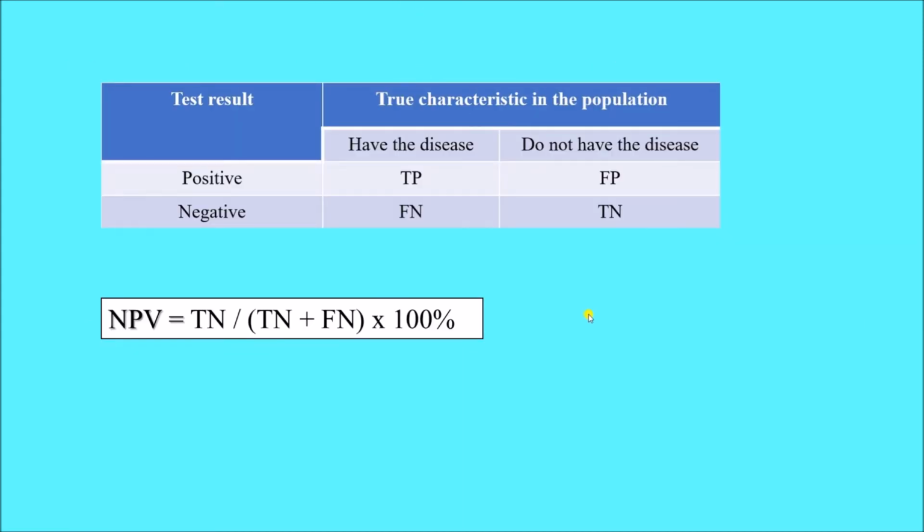Now coming to the formula of negative predictive value. In the numerator we have true negative, divided by, in the denominator, true negative plus false negative. True negatives are the people who do not have the disease and have also tested negative, and the denominator is true negative plus false negative, which is basically all the people who have tested negative. So basically we are saying how many of the people who have tested negative are actually free of the disease, right?